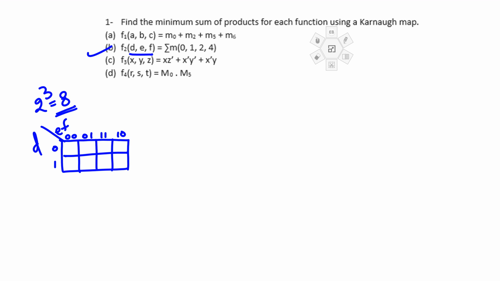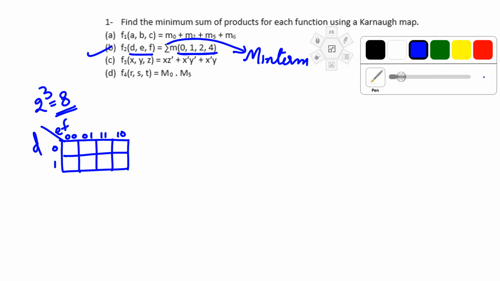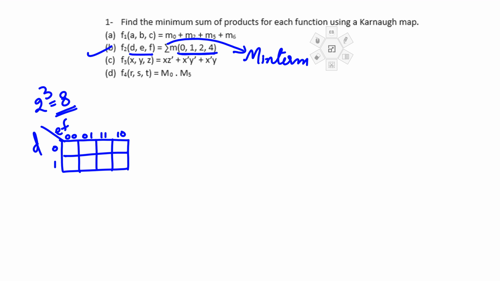Now we have to write the positions, the minterms. You know, sigma is minterm. So we have to write ones in these positions. I am writing the ones at those positions. Now the positions are 0, 1, 2, 4. This is 0, this is 1, this is 2 and then this is 4. So 0, 1, 2, 4.